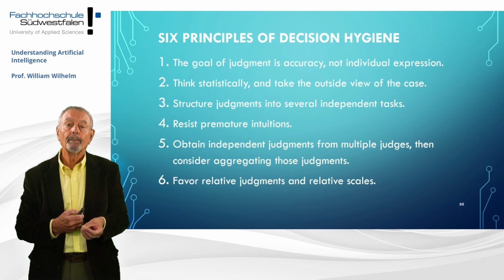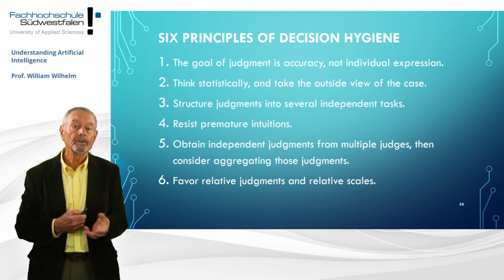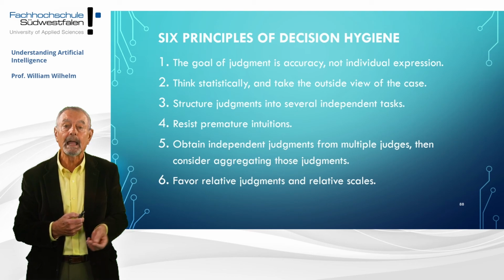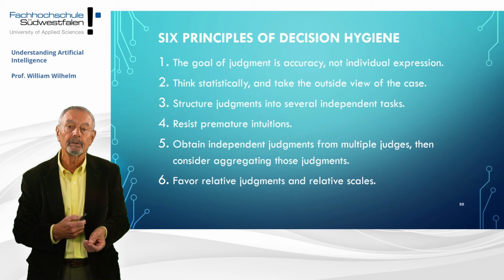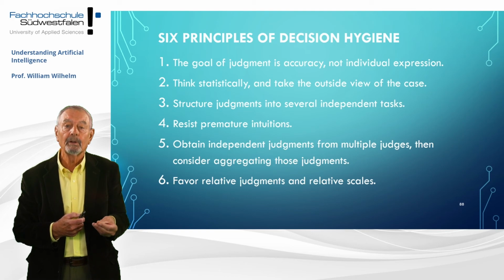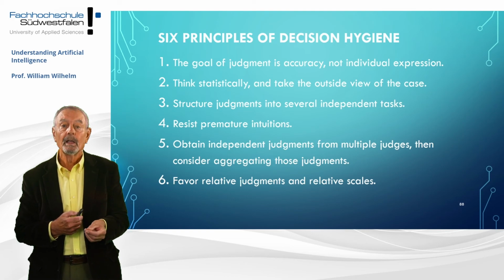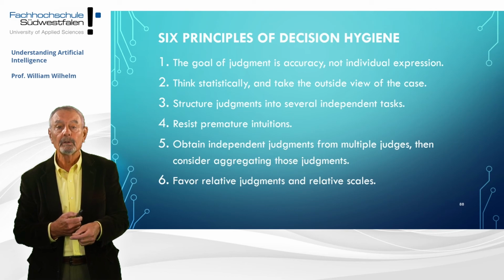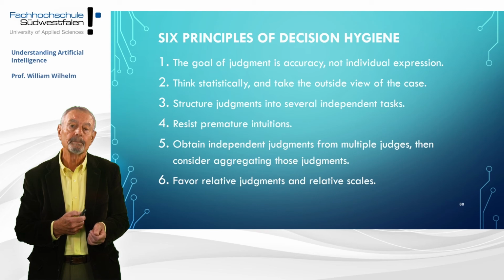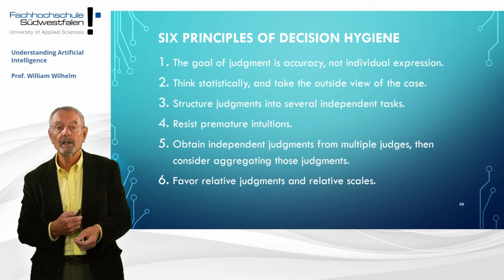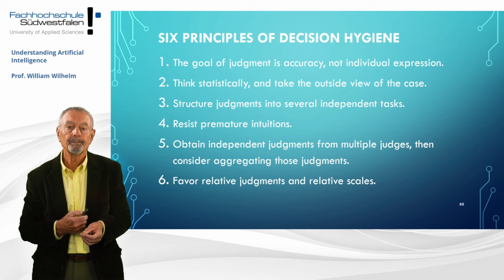Number 5, obtain independent judgments from multiple judges, then consider aggregating those judgments. Because of the cascade effects and group polarization, group discussions can often increase noise. By simply collecting participants' judgments before the discussion, the divergence caused by noise becomes readily apparent, and differences can be resolved constructively. Averaging independent judgments is guaranteed to reduce system noise, but not bias.